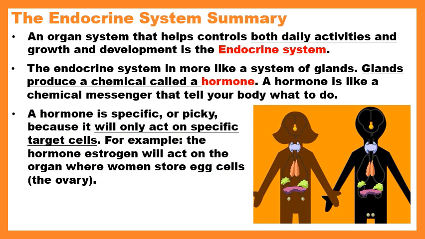Okay, so a hormone, I like to say, is specific or picky because it will only act on a specific target cell. So when you have a hormone, it's kind of like an enzyme. It's only going to act on one thing. For example, the hormone estrogen will act on the organ where a woman stores her egg cells. That's also known as the ovary. So estrogen is not going to work on any other cells but the cell in the ovary. It's not going to work on the cells in the stomach or the liver, just on the cells in the ovary.